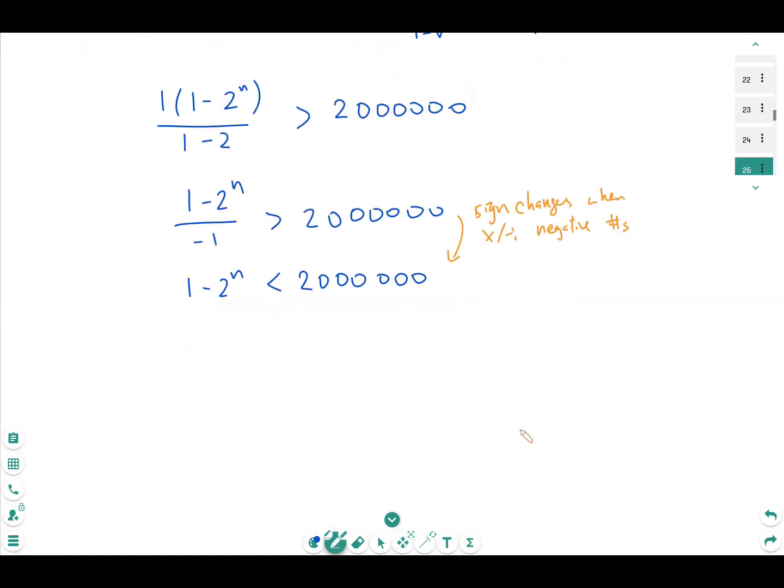Right, next, I'm going to bring the minus 2 to the right hand side, so it becomes a plus, and the 2 million, I'm going to move to the left, becomes a negative. So 1 take away 2 million, less than 2 to the power of n. If I put this in a calculator, you will get -1,999,999 less than 2 to the power of n. Now, you might be thinking, how do you solve this? Right, so n is the power. So we can take log on both sides or we can take ln on both sides.